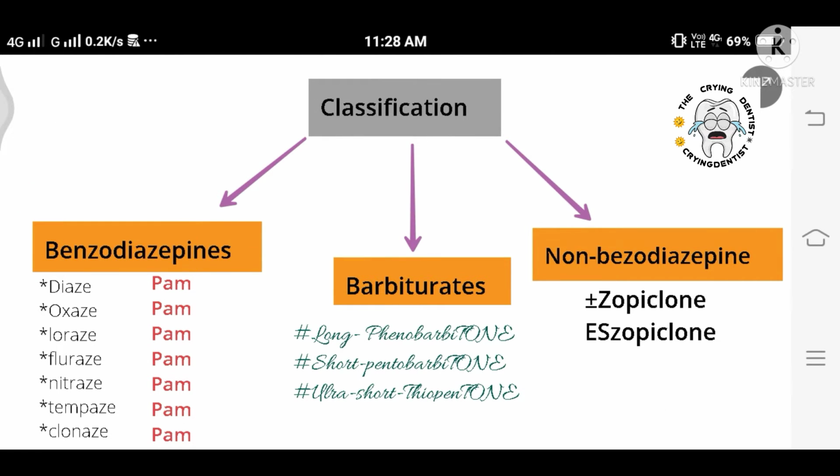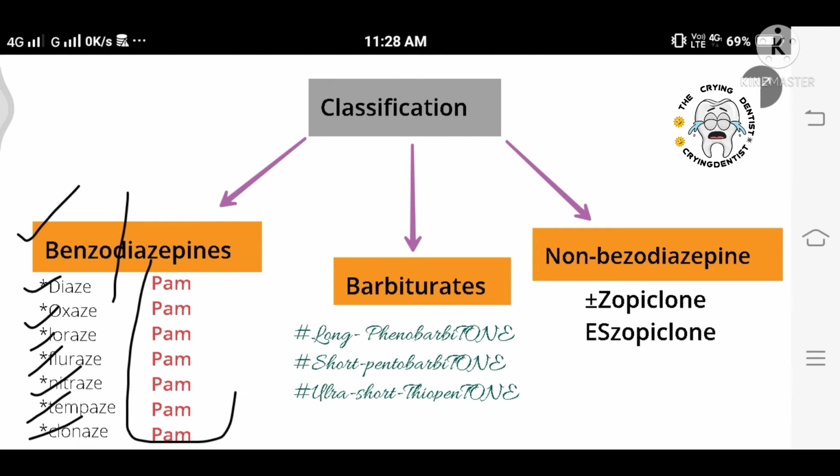Now, what is the classification of the sedatives and the hypnotics? Classification includes three main categories: benzodiazepines, barbiturates, and non-benzodiazepines. First, benzodiazepines. They have a benzene ring fused with a diazepine ring. Remember, split the word benzodiazepine: benzene ring fused with diazepine ring. Okay. Now, what are the drugs in it? They mainly include diazepam, oxazepam, lorazepam, flurazepam, nitrazepam, temazepam, clonazepam. Remember, PAM. The last word is PAM.